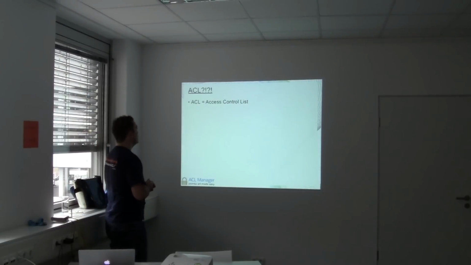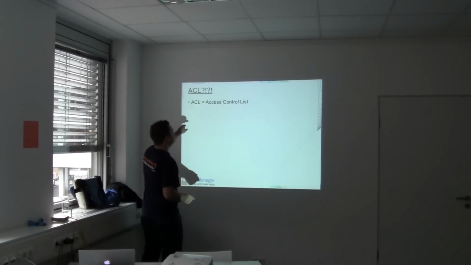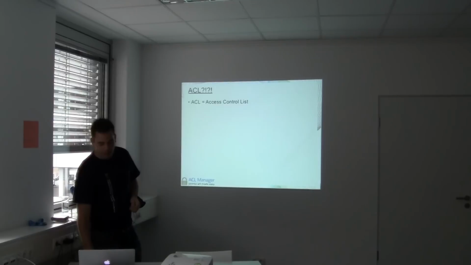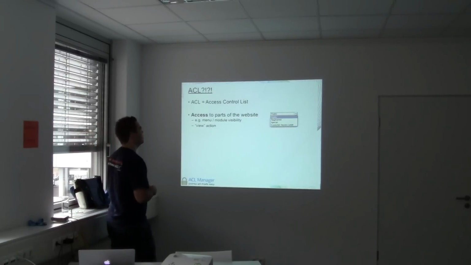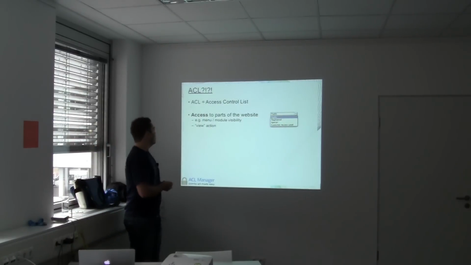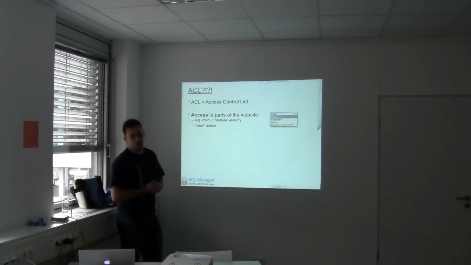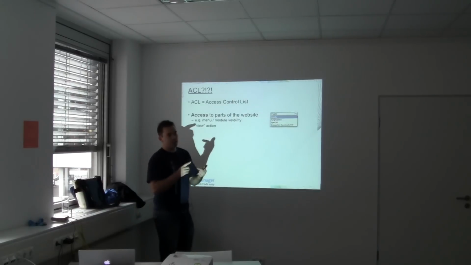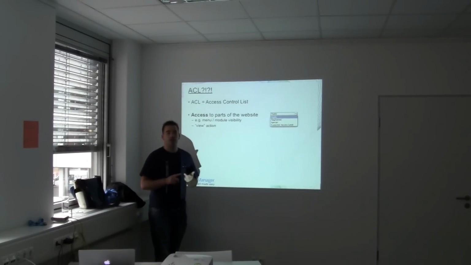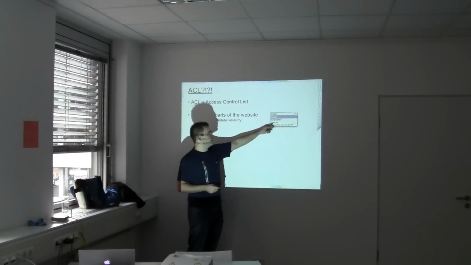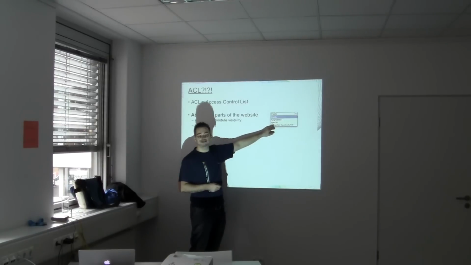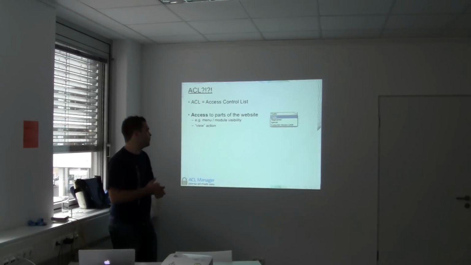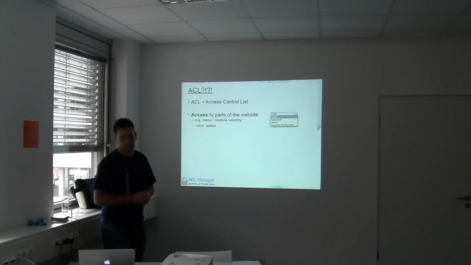But ACL, what is ACL? ACL stands for Access Control List. In Joomla, we have two areas where we see ACL coming back. One of these areas is the access part of the website. You can define who is able to see a module on the front end. You probably recognize this drop-down list, public, registered, special, where you can select whether modules and articles are visible on the front end of the website.